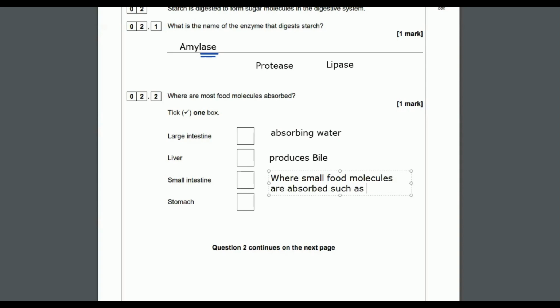I'll give you an example of some food that's absorbed in the intestines: glucose and amino acids, which you get from breaking down protein. Those are the small food molecules we're talking about. They're small enough to enter the blood.